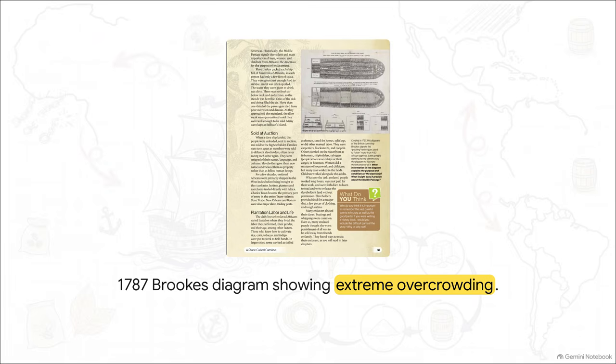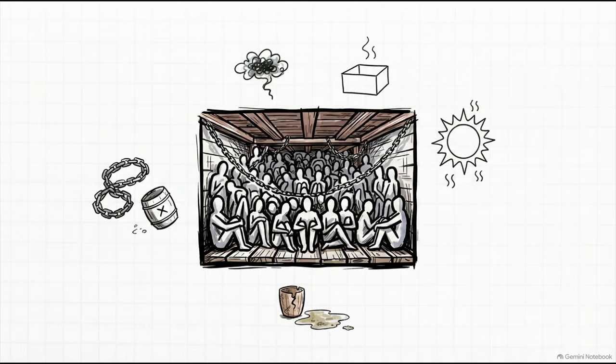Slave traders essentially treated human beings as cargo to be puzzle-pieced into the hull of a ship, packing more than 450 captives incredibly tightly into those lower decks. The physical conditions below deck were unspeakably brutal. Captives were literally chained to one another, allotted only a few feet of space per person. That's barely enough room to move, let alone sit up.